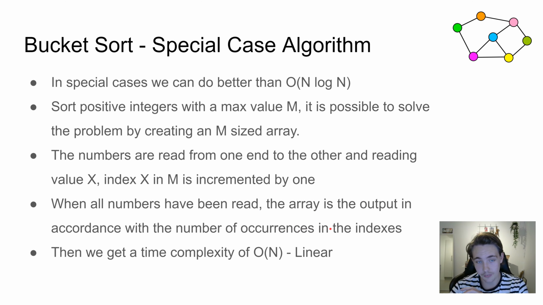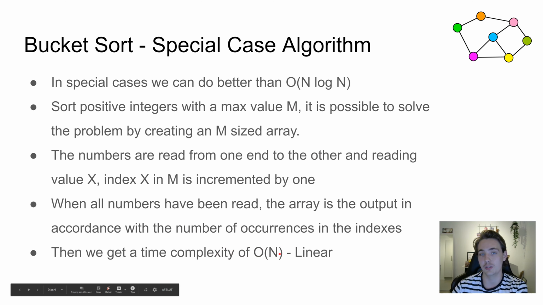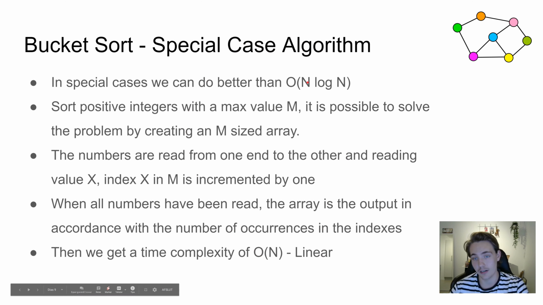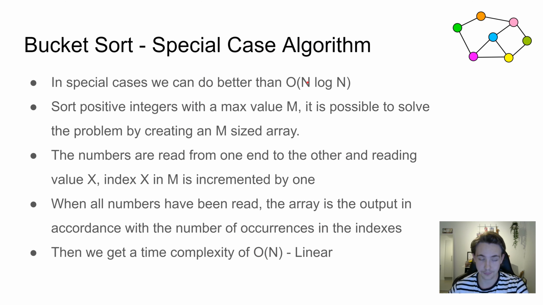And then everything is done. This is the special case where we want to sort positive integers with a max value of m. So let's say we want to sort some values between 0 and 1. If we have floating point numbers, then we can have a time complexity of O(n), which is linear and much better than n log n, and definitely better than our quadratic time complexity.